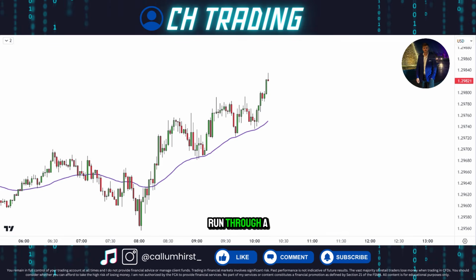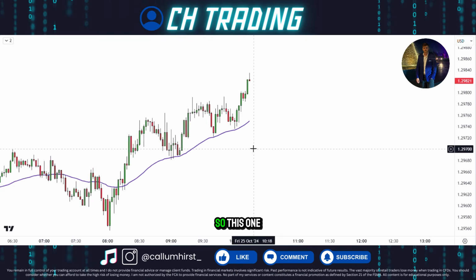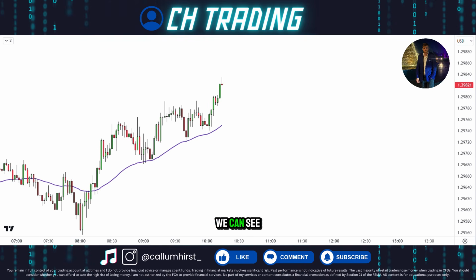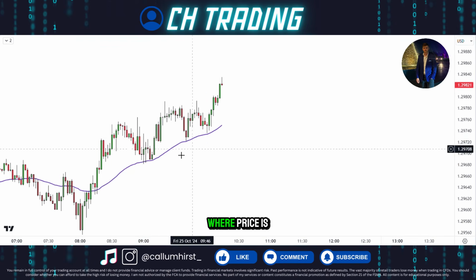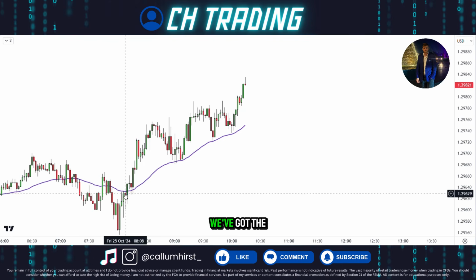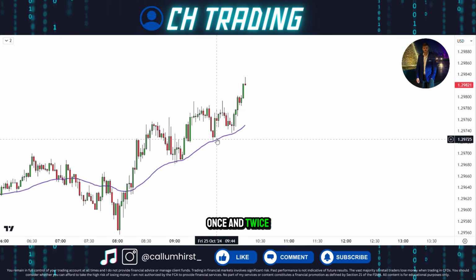Here I'm going to run through a nice backtesting example on the pound US dollar in the London session. So this one came up today. We can see that we've got a nice higher high, higher low, higher high, higher low wave structure where price is clearly bullish. We've got the 50 EMA which has been used as support once and twice. Here it's obviously been used as support again.